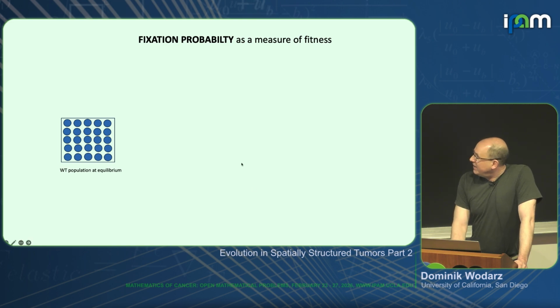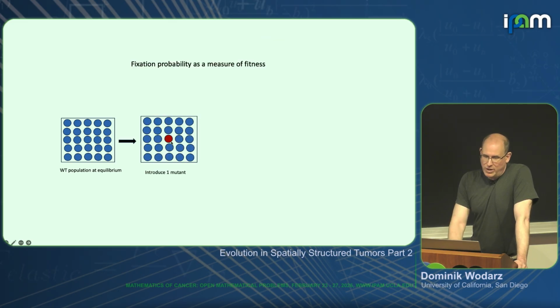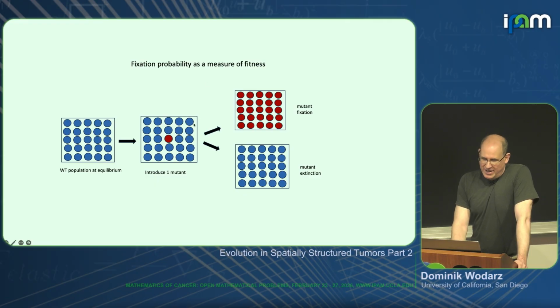And so this is explained here. You start off with a wild-type population at equilibrium. Then you introduce one mutant cell into that wild-type population. And then 2 things can happen. Either the mutant cell population grows to fixation, takes over, or the mutant population goes extinct and it's gone. And we ask, what is the probability that the mutant is fixed?